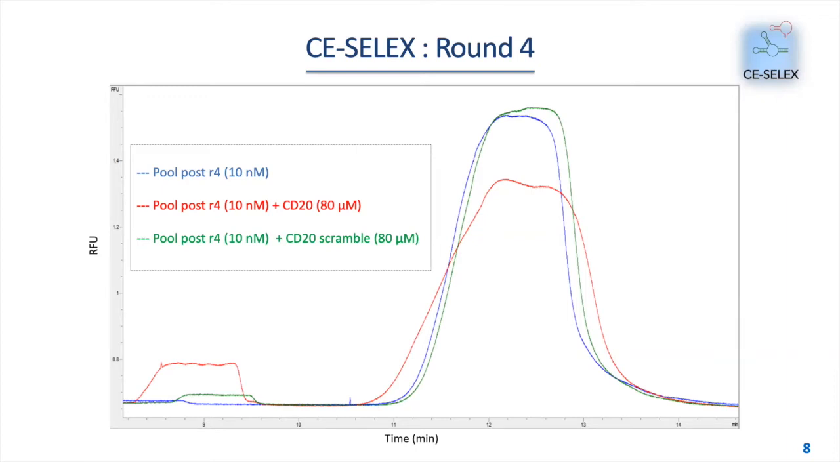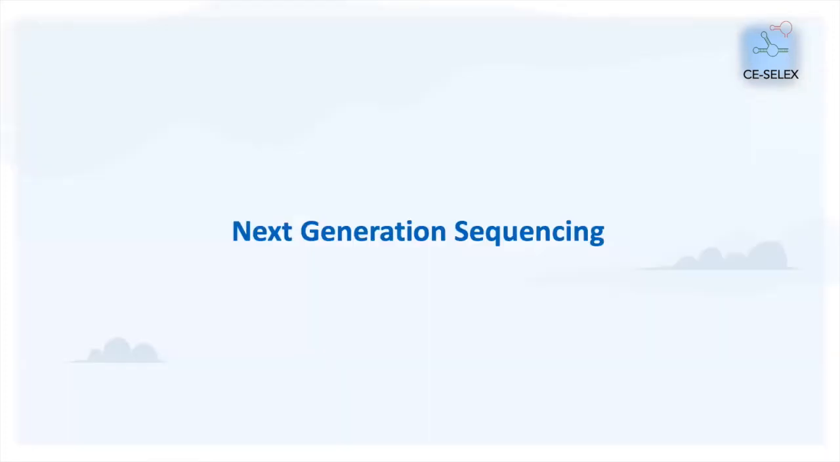At this point, we decided to do the same with the scrambled versions of our negative control to see if it was necessary to do a counter selection. But we observed almost no changes here and just a very small complex here. So we decided that maybe it was not necessary to do a counter selection at this point.